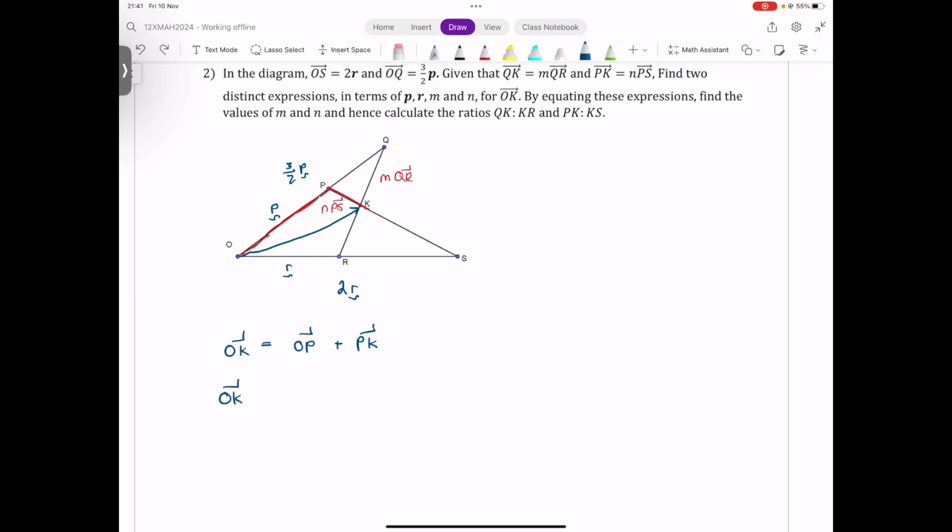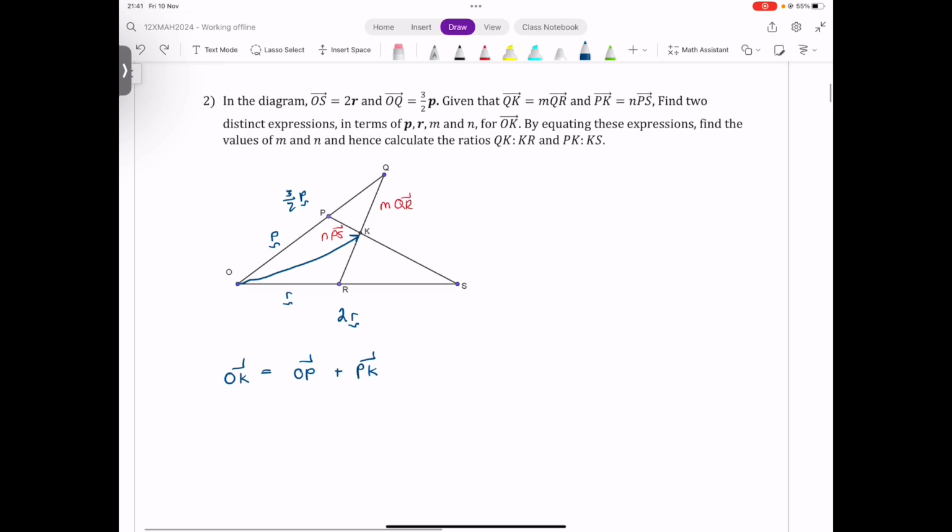A second expression, well, we could go all the way up here. So all the way up there, we're going to have OQ, and then down here, we're going to plus QK. So those are our two expressions for OK. And we're going to try and manipulate those to have expressions that only involve P, R, M, and N. We might first of all figure out some expressions for QK and PK, so these two things here.